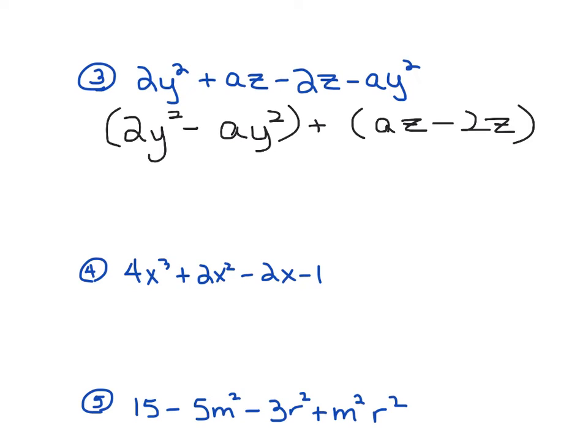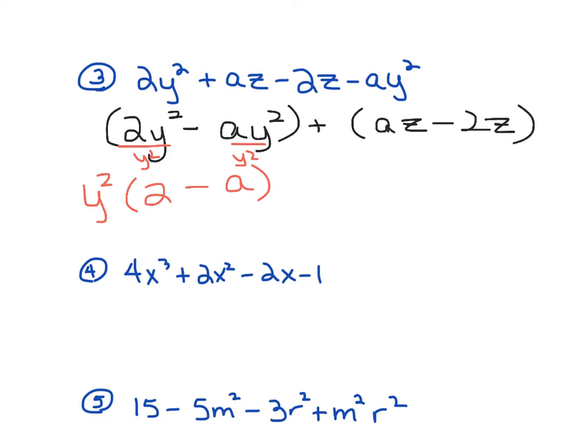All right, now that I've made my 2 groups, what is going to be my greatest common factor of the first parentheses? Y squared. Beautiful. So I'm going to divide each one of these by y squared. So I'll write the greatest common factor outside. I'm going to perform the division. 2 will be left, and then the letter a.